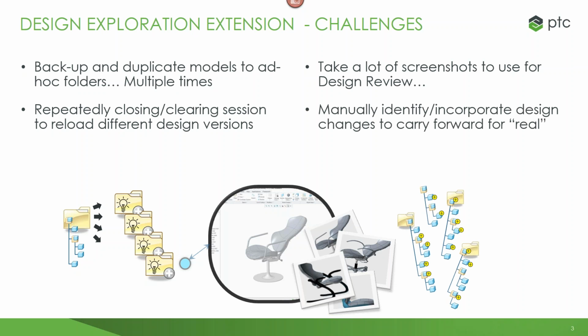And then we're manually identifying and incorporating our design change to carry it forward. But we ended up with all those multiple duplicates, and each has the different variations we want to include. And for our final model, we now need to go back, track all that down, track how we did all those different features, and add them into that final master copy.